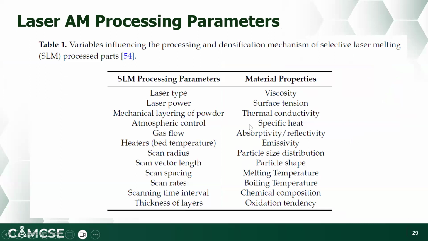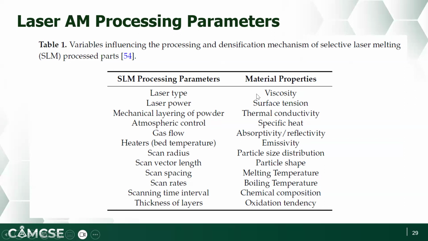In a typical laser metal additive manufacturing process, either laser powder bed fusion or laser directed energy deposition, there are two types of processing parameters that you can tune to get high quality materials. The first type are related to the laser building process, such as laser type, laser power, the atmosphere gas, the printing substrate temperature, the laser scan patterns, laser scan strategies, the layer thicknesses, and so on.